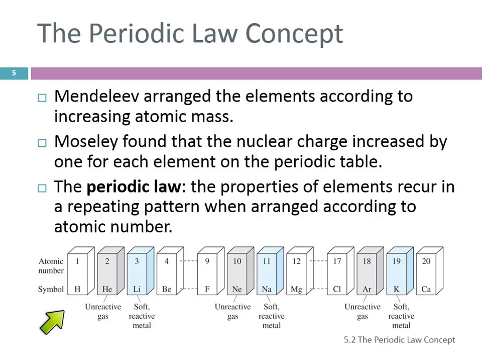So here's an illustration of this using some of the elements. So here's atomic number 1, 2, 3, 4. Here's helium, an unreactive gas. And we come over here, 8 elements later, we see another unreactive gas. And over here, 8 elements later, an unreactive gas. Right next to the unreactive gas is a soft reactive metal. Soft reactive metal. Soft reactive metal. There are patterns in the elements when arranged by atomic number that repeat themselves.